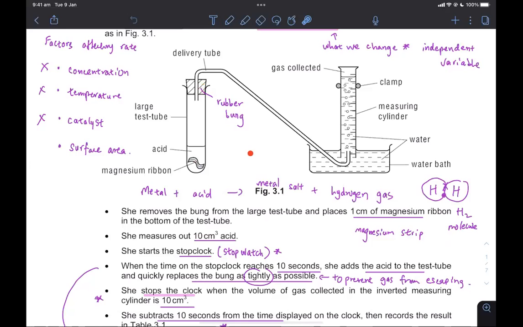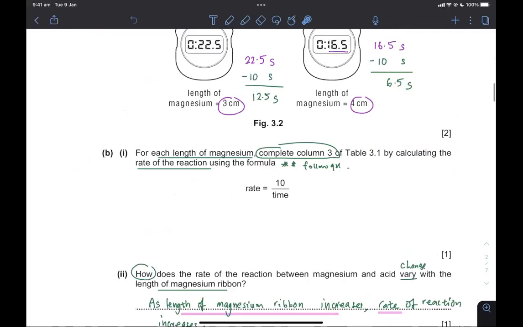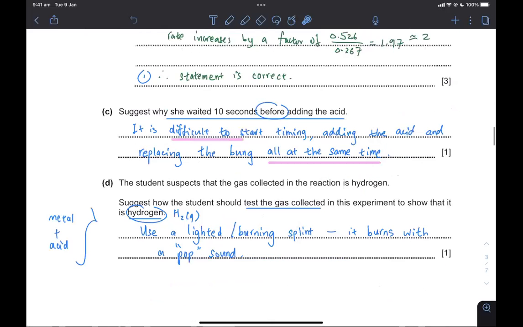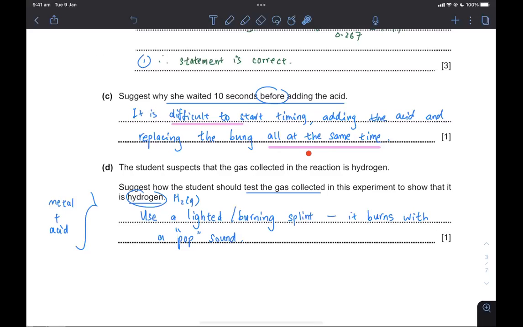Then when you start reading the time, when it reaches 10 seconds, I put in my magnesium ribbon and I close it with my other hand. But I don't touch the stopwatch. I cannot do all 3 things at one time. I only have 2 hands, right? So one hand for adding the acid, one hand for putting in the rubber band. So I cannot start timing again. Instead, I started timing from the very beginning. I added the metal at 10 seconds.